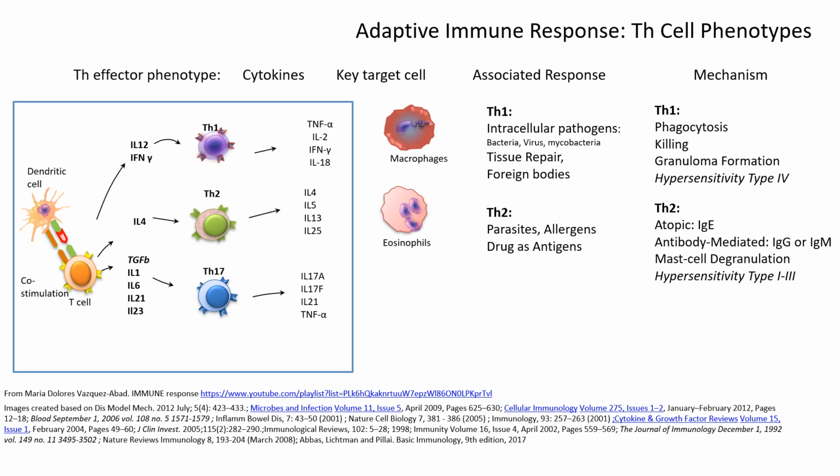And the cytokines that characterize the Th17 are the interleukin-17 cytokines, interleukin-21, and also TNF-alpha. In this case, the target cell is a neutrophil. So what is it that completes the associated response? Well, the Th17 response typically deals with extracellular pathogens, like fungal infections.